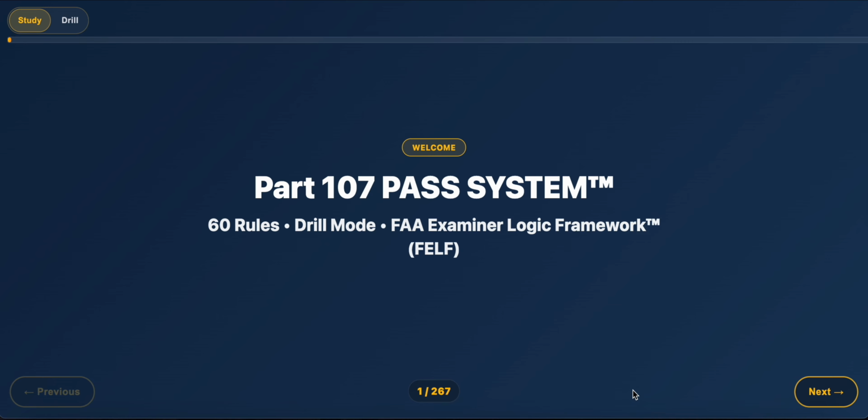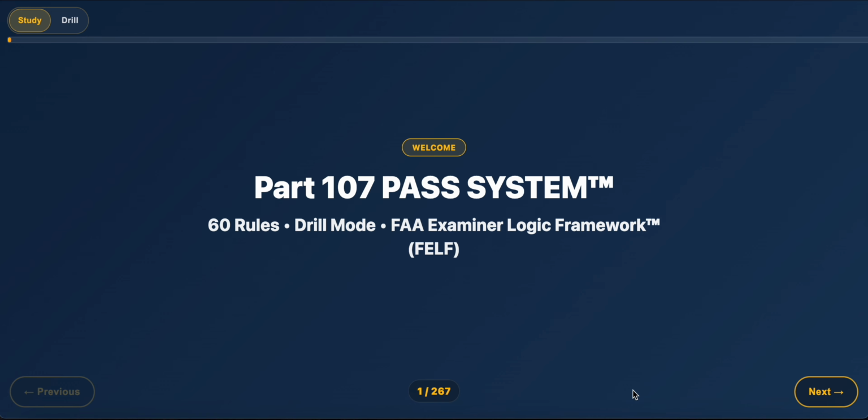The channel is focused on one outcome, and that's helping you pass the FAA Part 107 drone exam. That's the job. The approach here is different from traditional ground schools because we use this Part 107 pass system, which is built on two components working together. First, 60 FAA rules reduced to short trigger phrases, and second, the FAA Examiner Logic Framework, or FELF. FELF is the order of decisions the FAA expects you to run through on the exam questions.